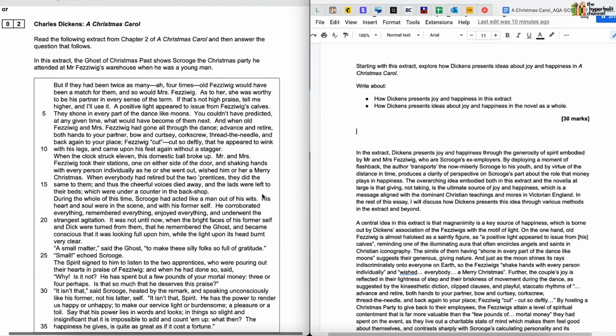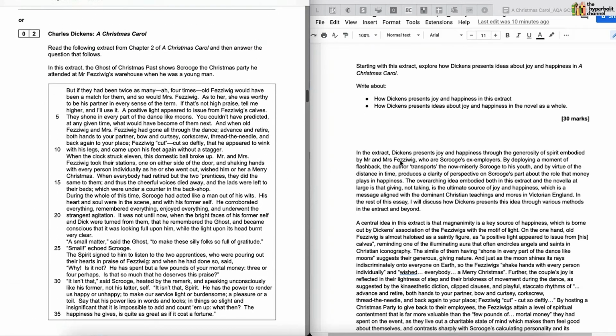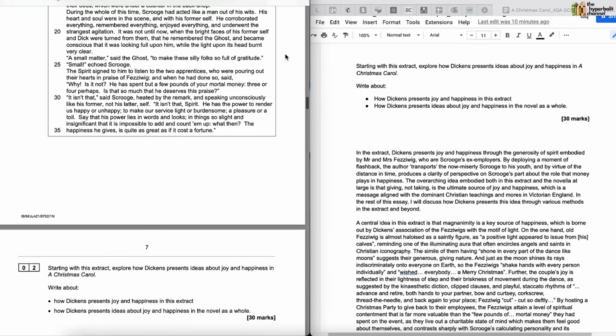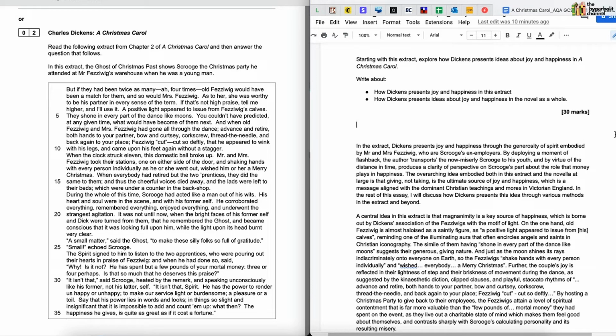And we're going to be looking at this specific extract on the left, as you can see, which is taken from chapter 2 of the novella. And in this extract, we're told that the ghost of Christmas Past shows Scrooge the Christmas party he attended at Mr. Fezziwig's warehouse when he was a young man. And so the question for this is, you can tell from the right, which I've copied on the Google Doc: starting with this extract, explore how Dickens presents ideas about joy and happiness in A Christmas Carol.